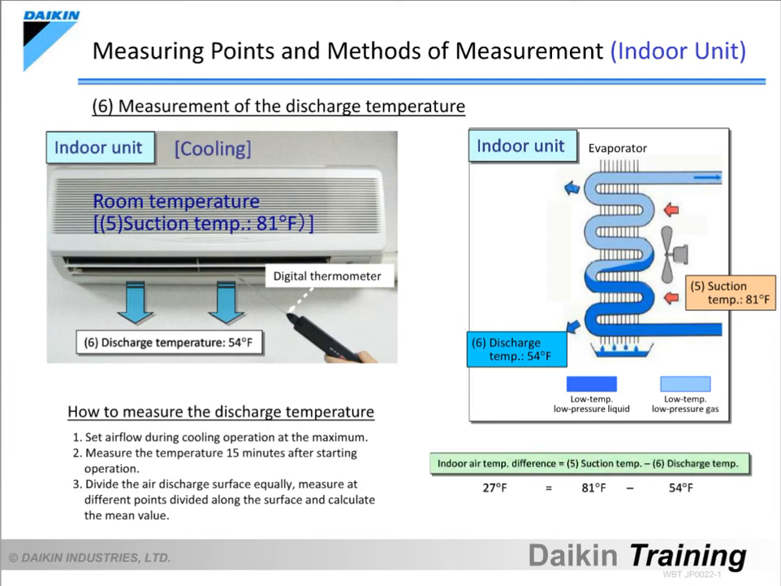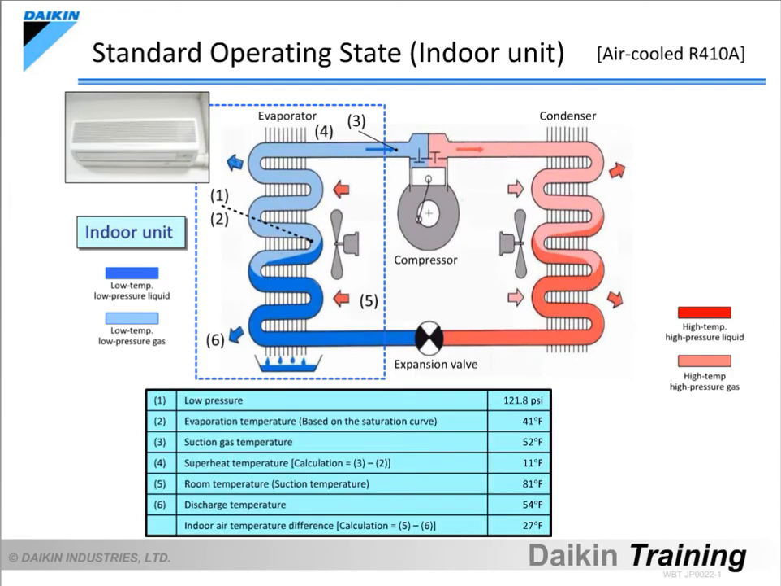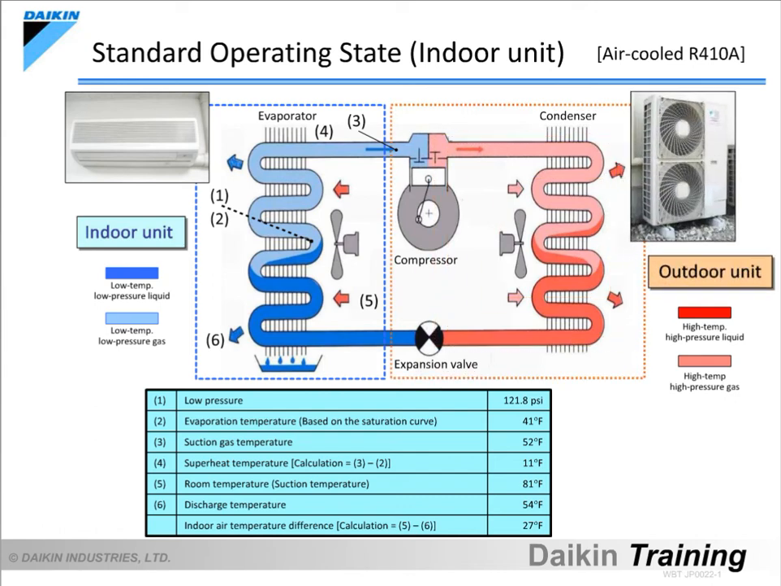The indoor air temperature difference is the difference between the suction temperature of 81 degrees Fahrenheit and discharge temperature of 54 degrees Fahrenheit. That is 27 degrees Fahrenheit. The values in the table summarize the pressure and temperature levels on the indoor unit side under the standard operating conditions during cooling. Let's look at the operation state of the outdoor unit side next.